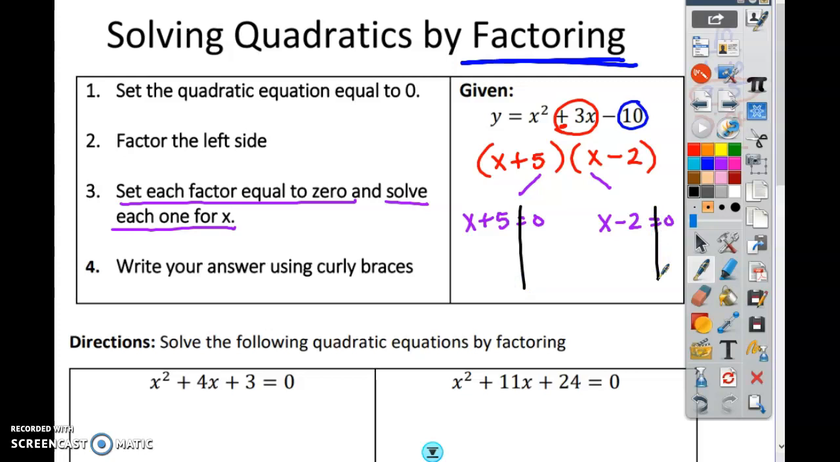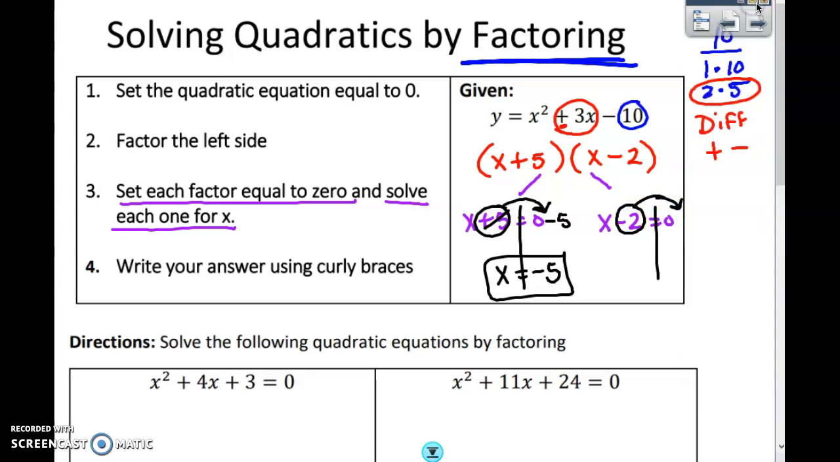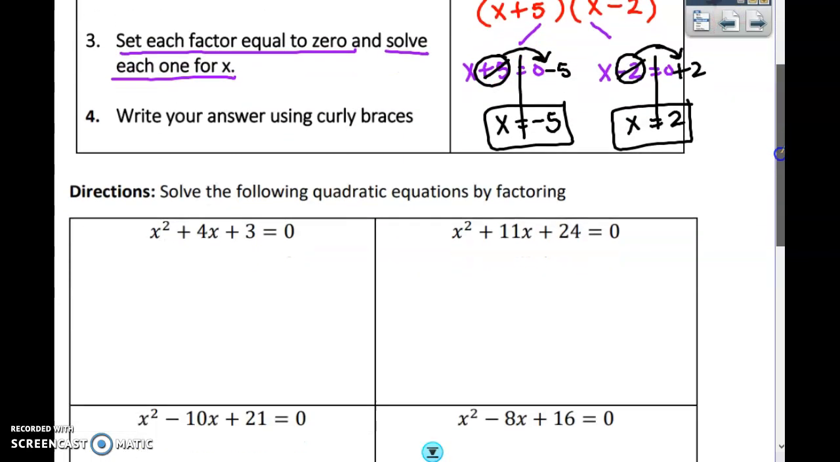What do you remember from yesterday? You move this over, change the sign, done. X equals negative 5. Okay? You move this over, change the sign: positive 2. X equals 2 is the other solution. Done. So that's what we're going to do today. We're going to factor first, and then we're going to change the signs, and those are our solutions. Solve.